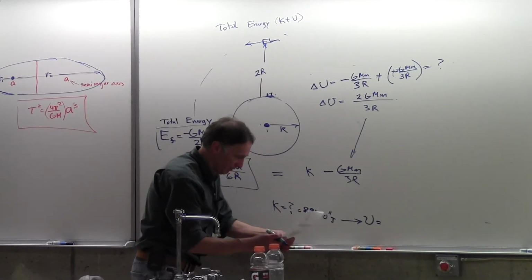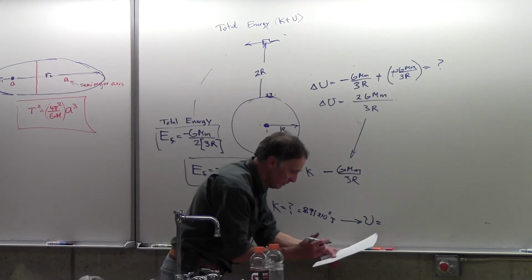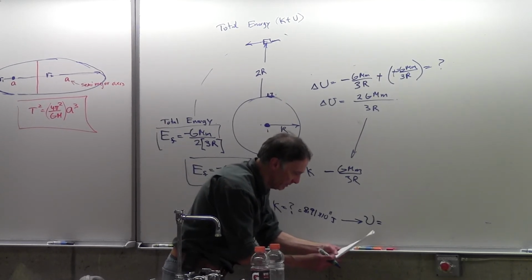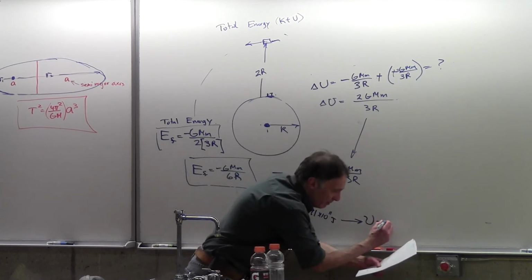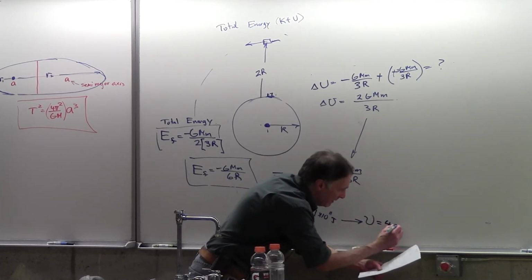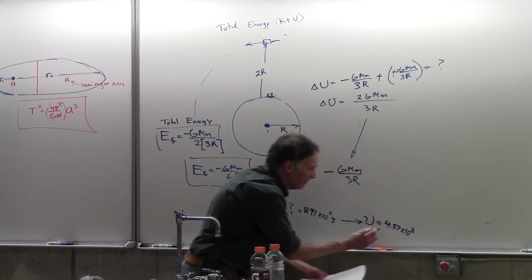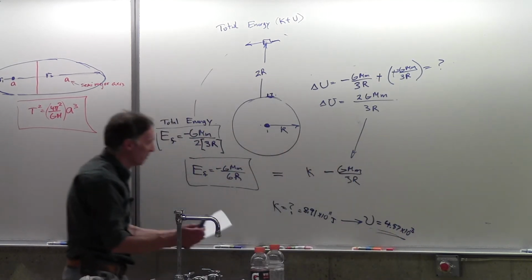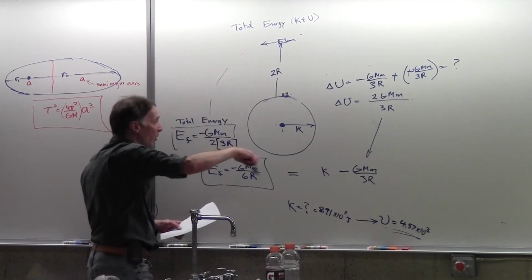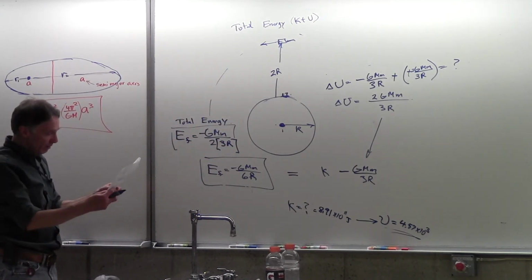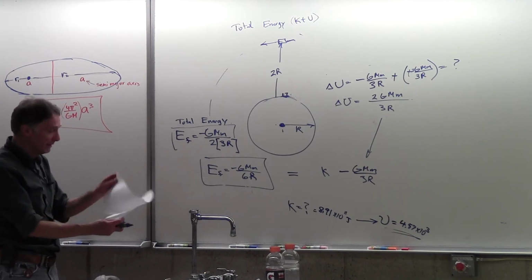Orbital speed of the craft is going to be 4.57 times 10 to the 3rd meters per second. And that should be the orbital speed that this thing has to go to be in a circular orbit. Okay, now one more twist.